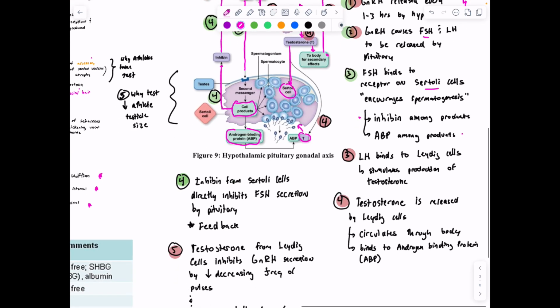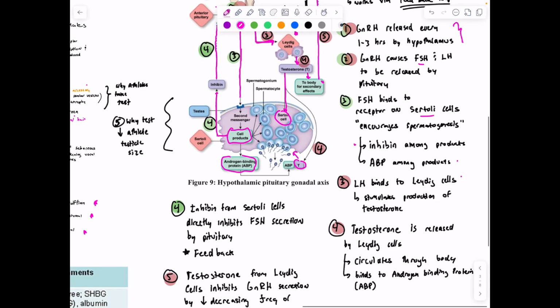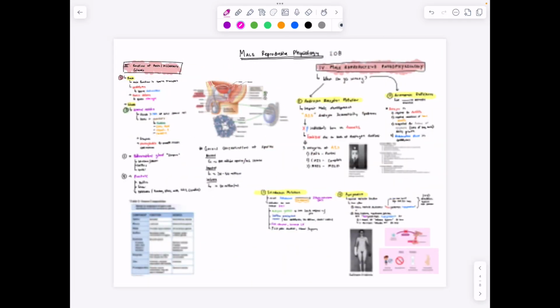Luteinizing hormone binds to our Leydig cells. We already talked about all this. And then, yeah, this is basically just what we said. So we're going to go ahead and move on. Next page. So far, so good.